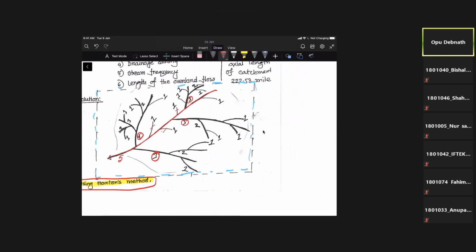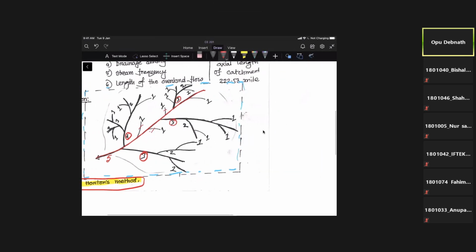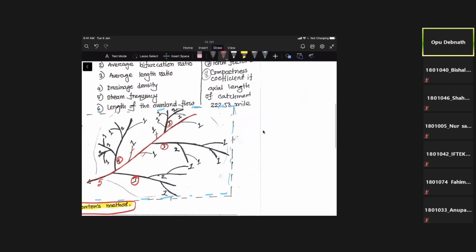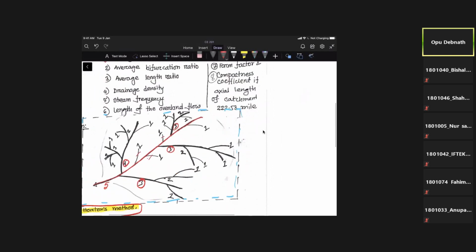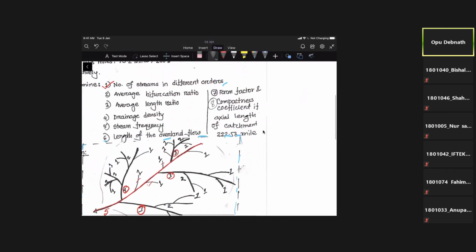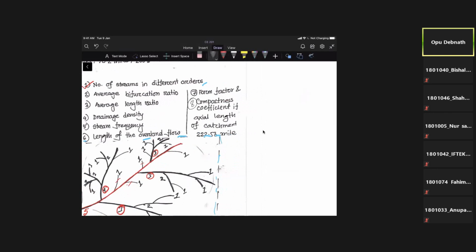Look at this. After analyzing the stream ordering, now we will summarize our results. That means the first question, the number of streams in different orders. So let's start. The only difference will be in these portions, and thereafter all the other remaining calculation for the quantitative analysis will be the same, but the result will obviously be different between Horton's and Strahler's, because the number of streams will be different from one method to another. So you should be careful which method is asked in the exam question, or if none is specified in the exam question, you may follow any method.